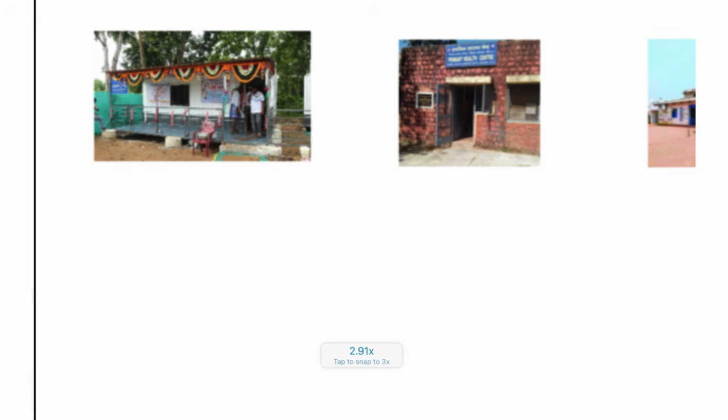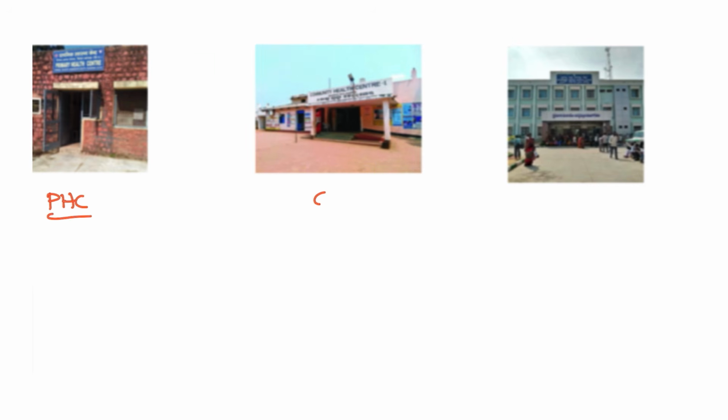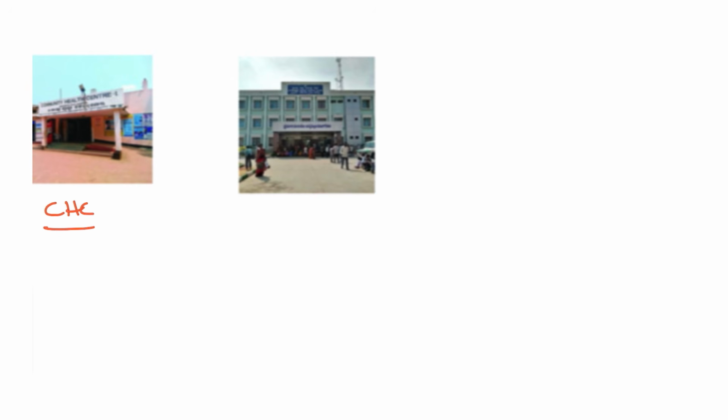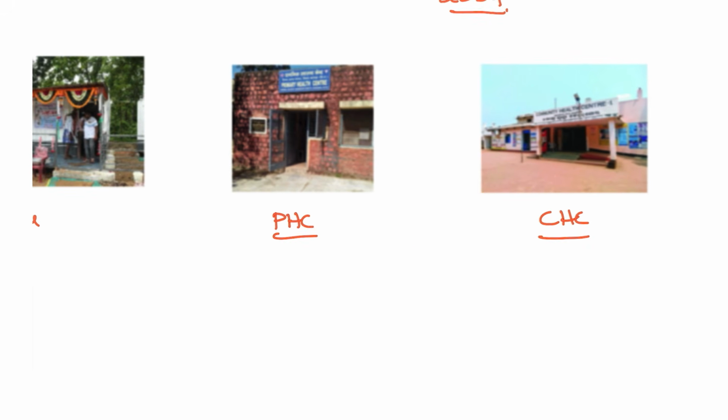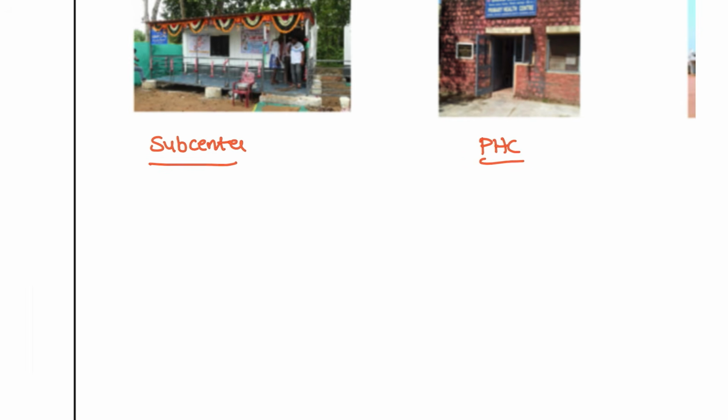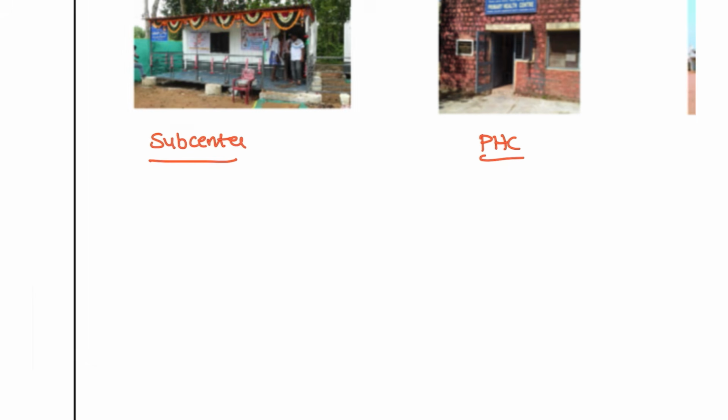And how is it treated? First, this is the sub-center, and the sub-center is followed by the PHC, the PHC is followed by the CHC, the CHCs are followed by the district hospitals, and district hospitals are followed by the medical colleges. And how important are these, particularly how they cover the population.